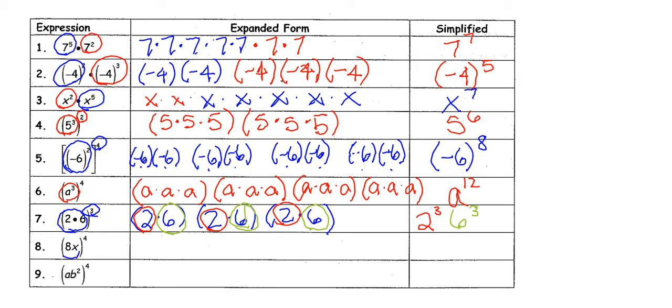All right, 8x to the 4th. So whatever's in the parentheses, 8x, and we're going to write that 4 times. And again, we have 2 different bases here. We have an 8 and an x.